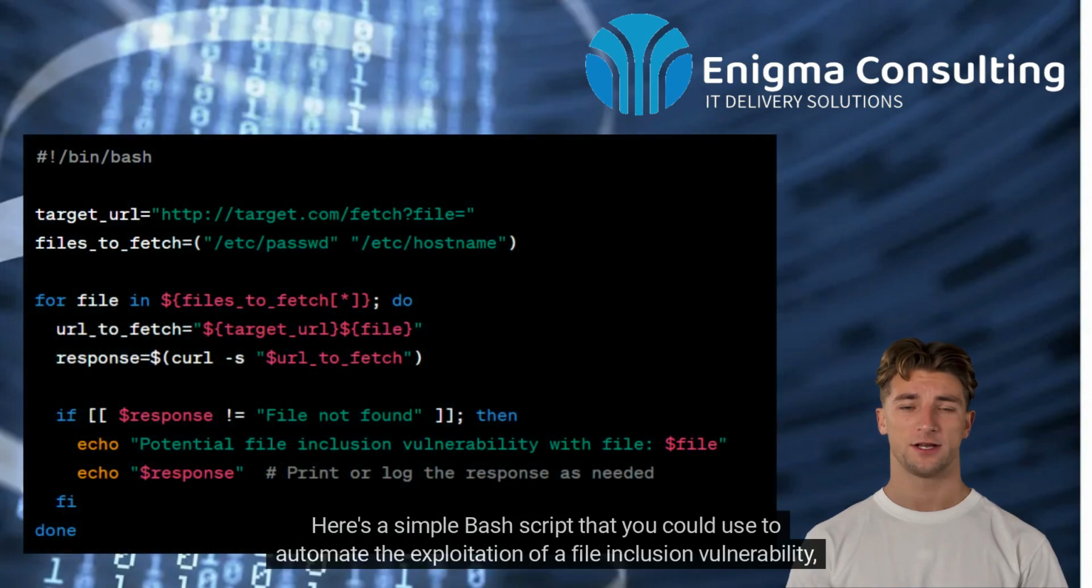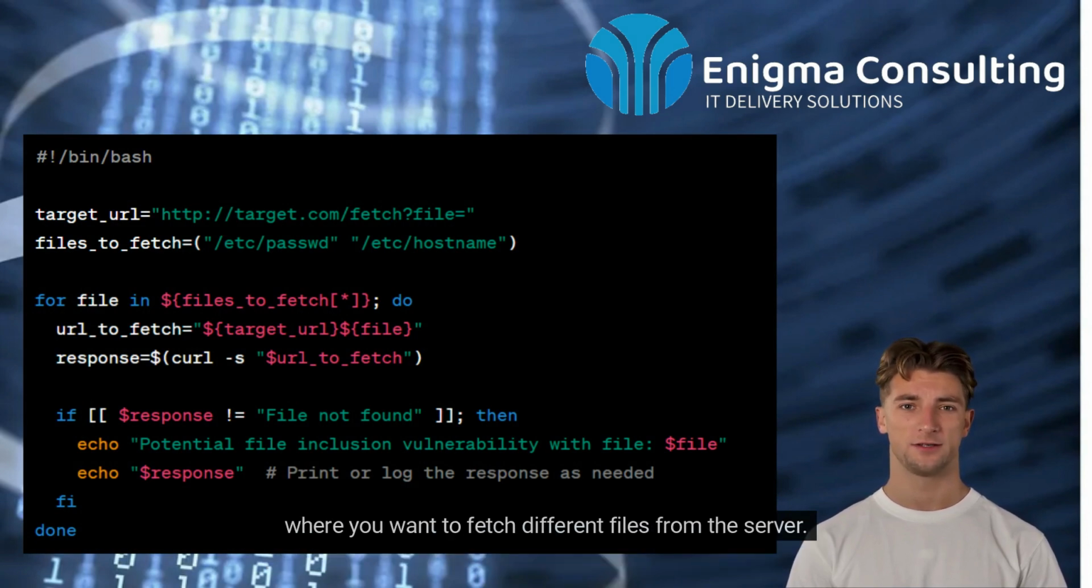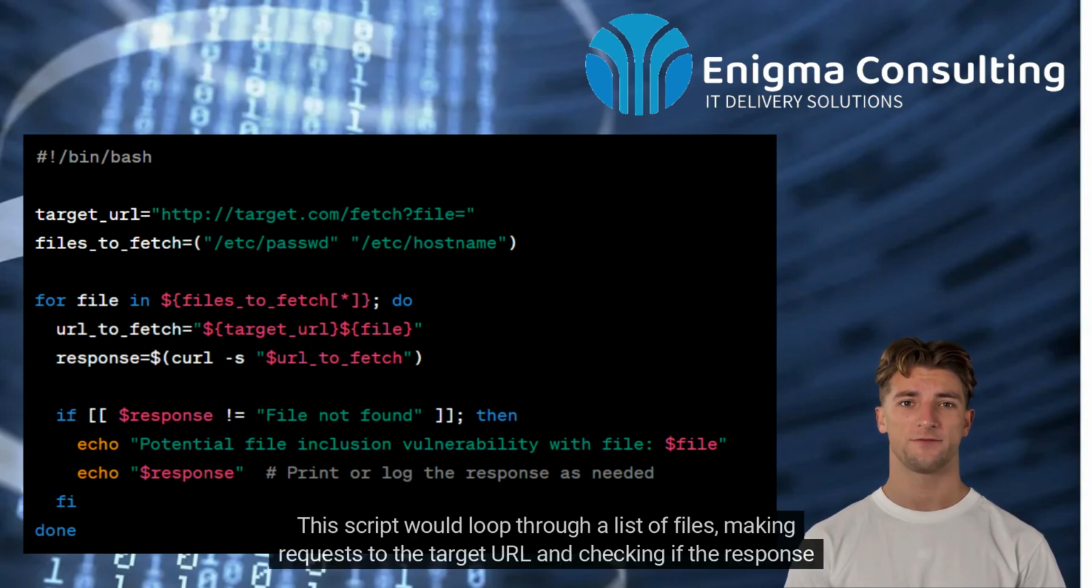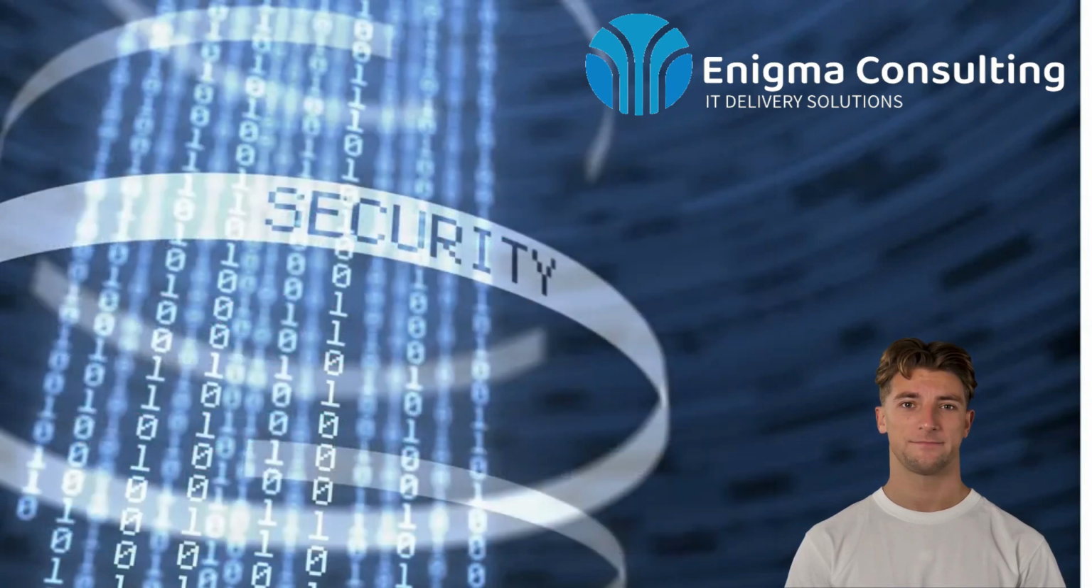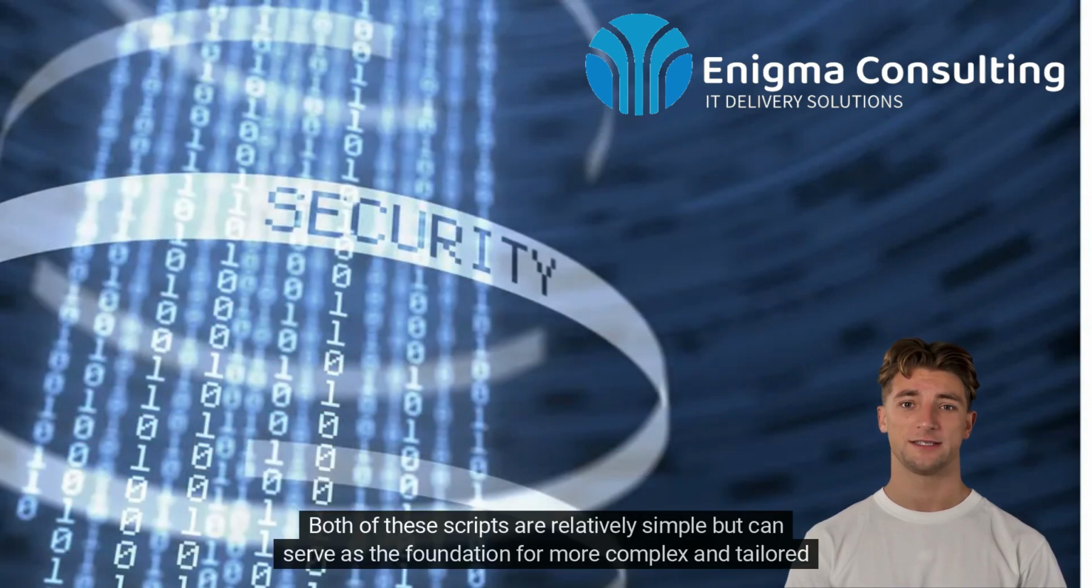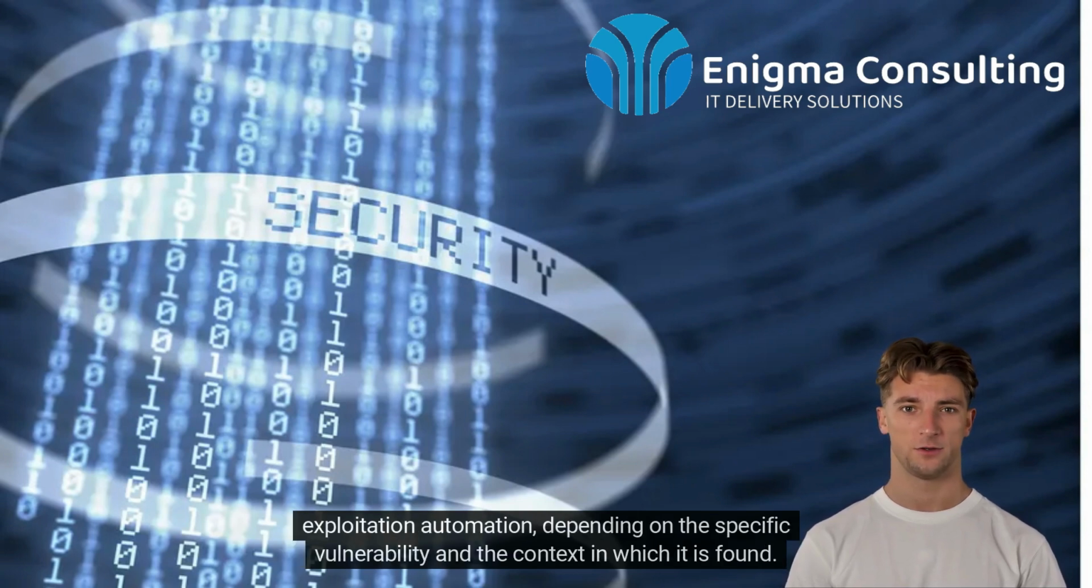Here's a simple bash script that you could use to automate the exploitation of a file inclusion vulnerability, where you want to fetch different files from the server. This script would loop through a list of files, making requests to the target URL and checking if the response indicates that the file was found. Both of these scripts are relatively simple, but can serve as the foundation for more complex and tailored exploitation automation, depending on the specific vulnerability and the context in which it is found.